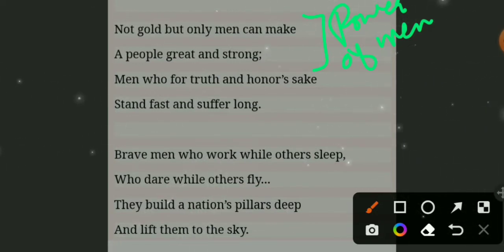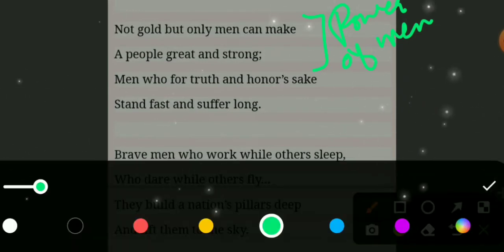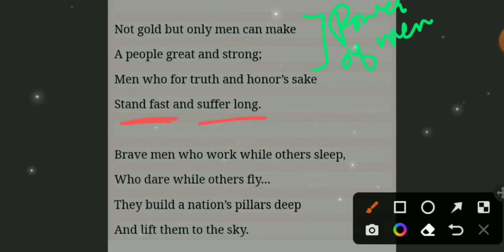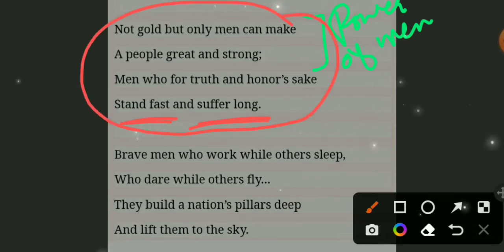ये ऐसे लोग होते हैं, they stand for truth, okay? And they stand for honor. और इन दो के लिए, सच्चाई के लिए और ऑनर के लिए, they stand fast, right? वो खड़े रहते हैं and they suffer long. Why would they suffer? Because men love their country, right? Man has honor for its own country. Men or man, when I say man, it includes women also. So man and women both who fight for truth, who fight for honor, okay, they are the only resource for any country who can make the country powerful. सिर्फ इंसान ही है जो एक मुल्क को, जो एक कौम को पावरफुल बना सकते हैं.